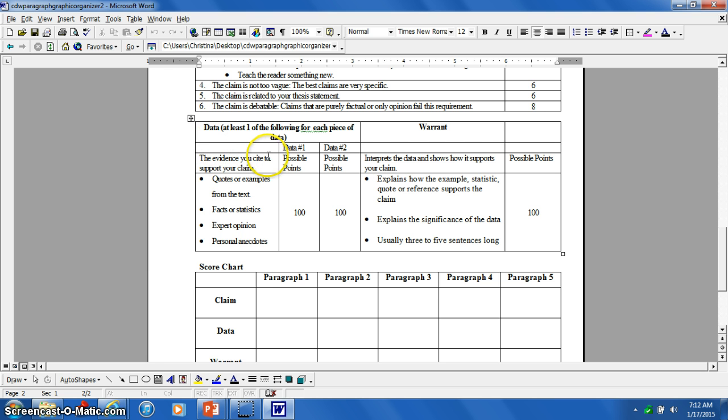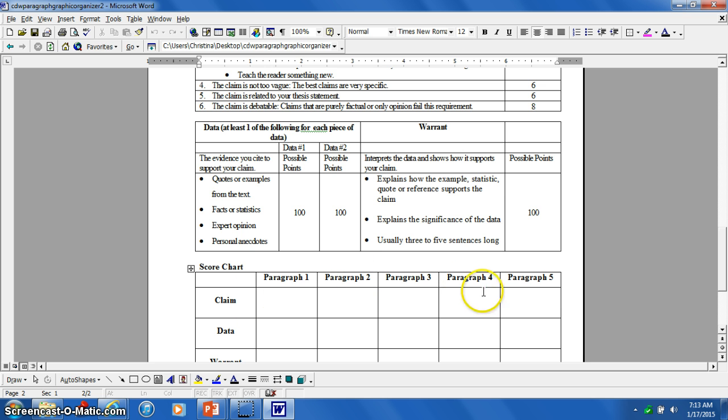Each of your data should include quotes or examples, facts or statistics, expert opinion, or personal anecdotes. And then remember that your warrant interprets the data and shows how it supports your claim, explaining how the example, statistic, quote, or reference supports the claim. You explain the significance of the data. It is usually 3 to 5 sentences long.